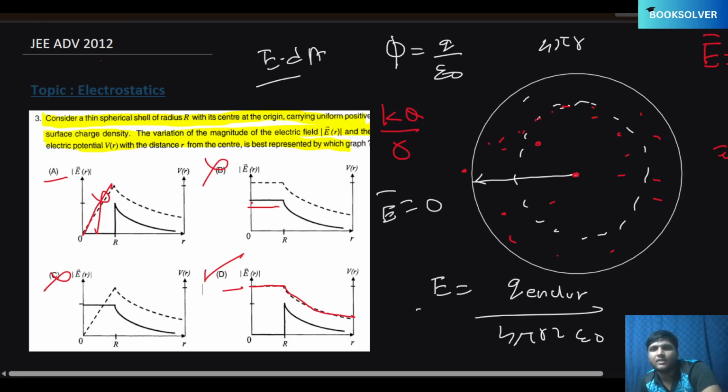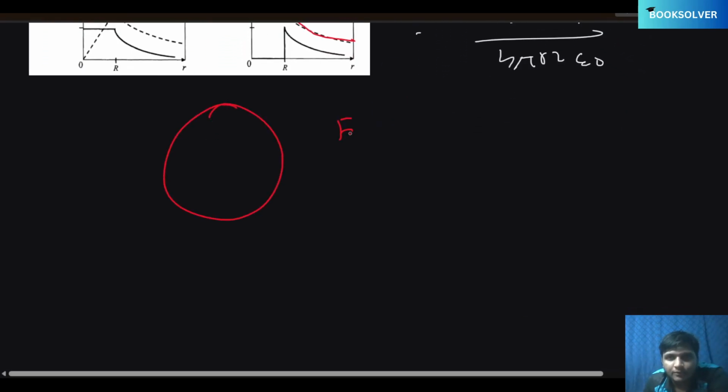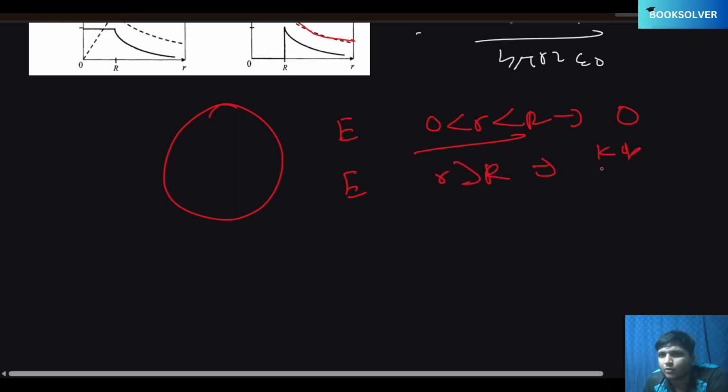This is a very illustration type of question. You should always remember that for a shell, the electric field from 0 to R is equal to 0, where R is nothing but the radius here, and E for r greater than R is equal to kq by r square. Similarly, for the potential, Q is nothing but the whole charge here.